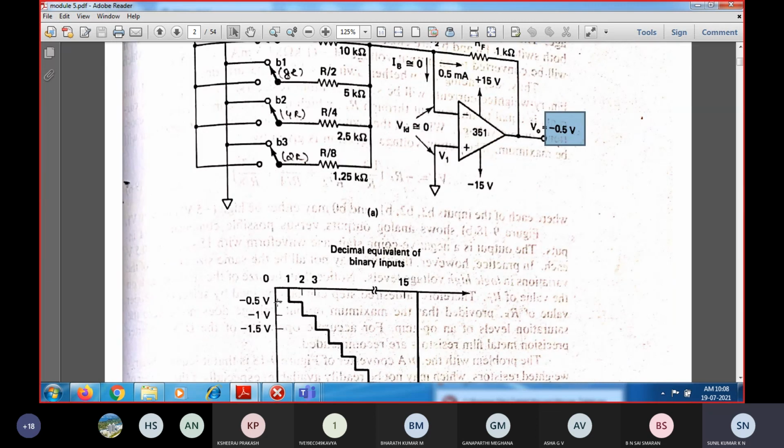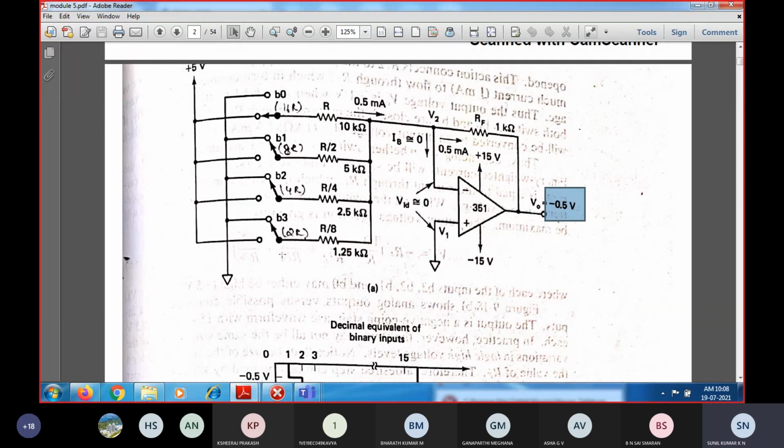You will get the first output when all the bit positions are 0. Then there will be no current flowing to the inverting amplifier, and hence through the feedback resistance also there will be no current, and hence the output voltage will be held at 0 potential.